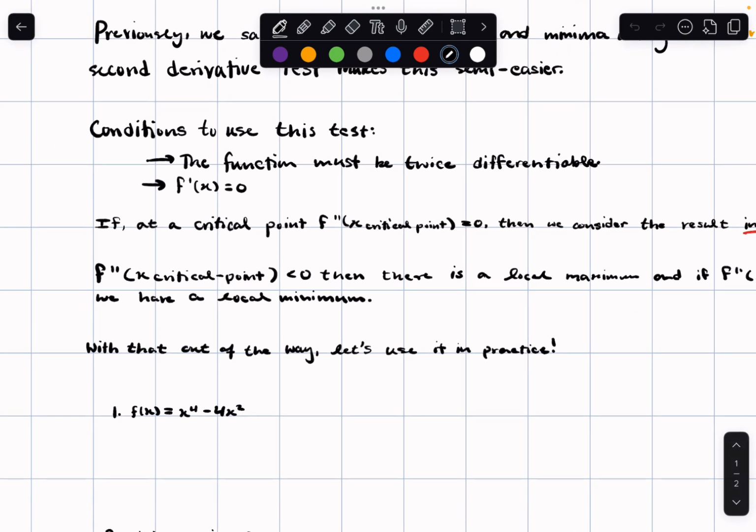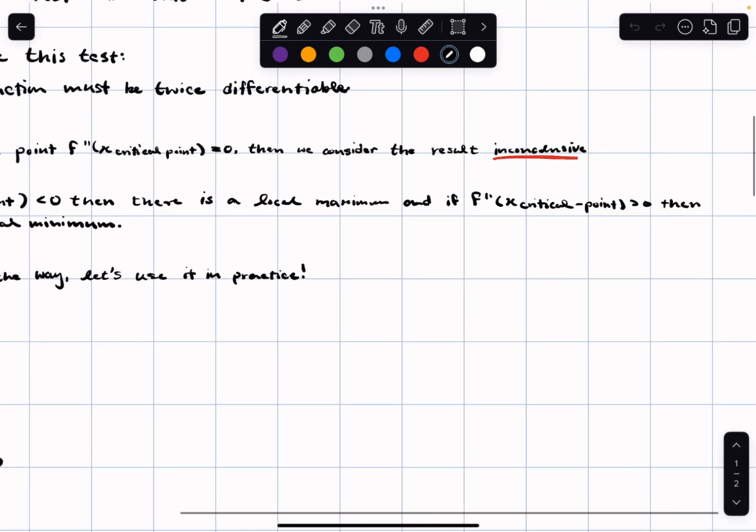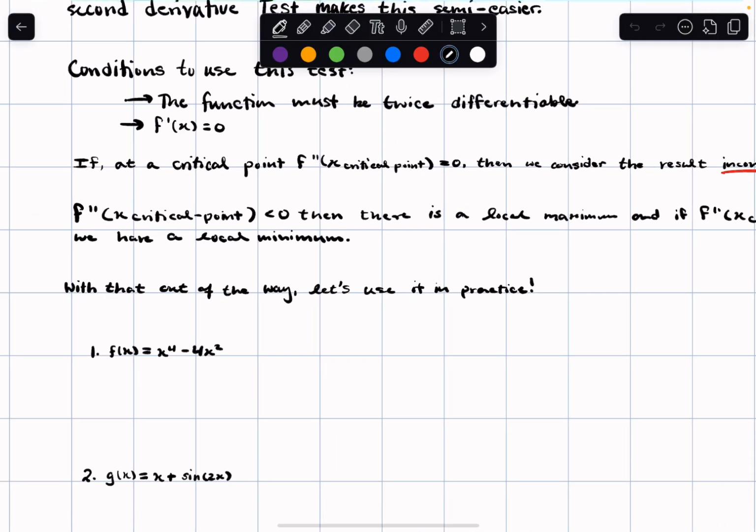If the second derivative at the x value of the critical point is less than 0, then there is a local maximum, and if it's vice versa, or the opposite, then we have a local minimum. With that out of the way, let's use this to practice.